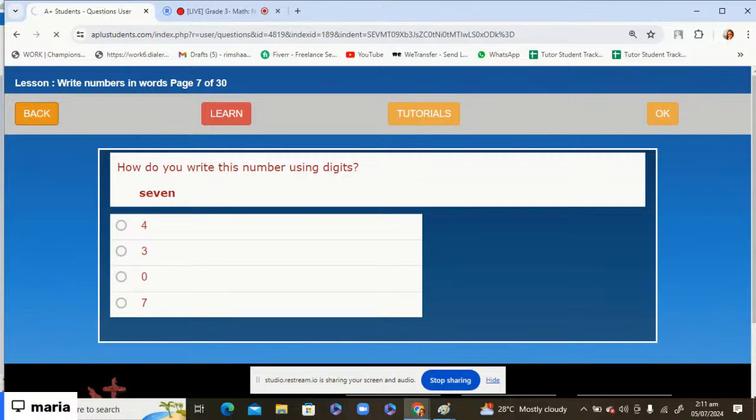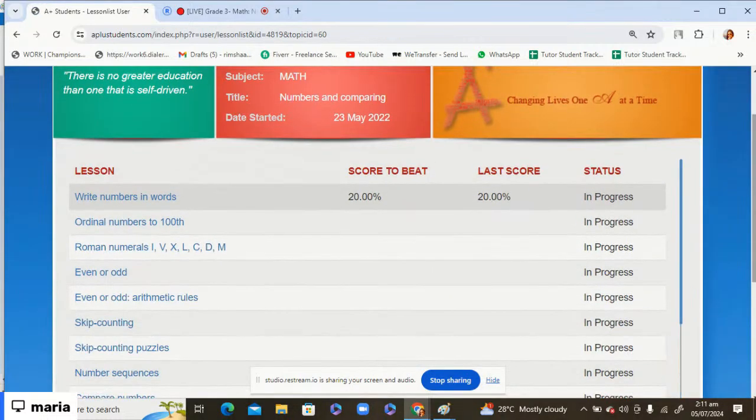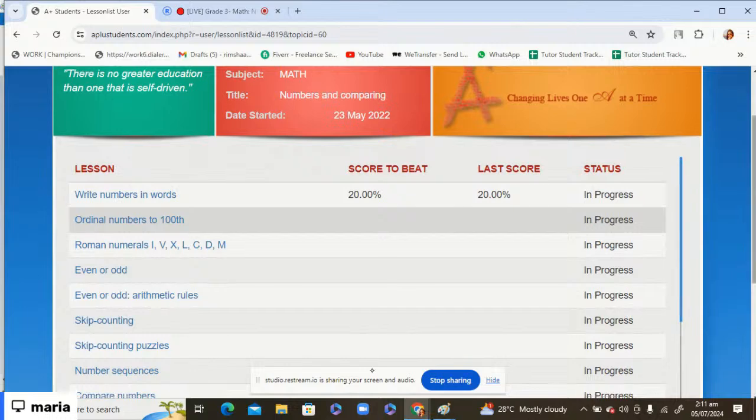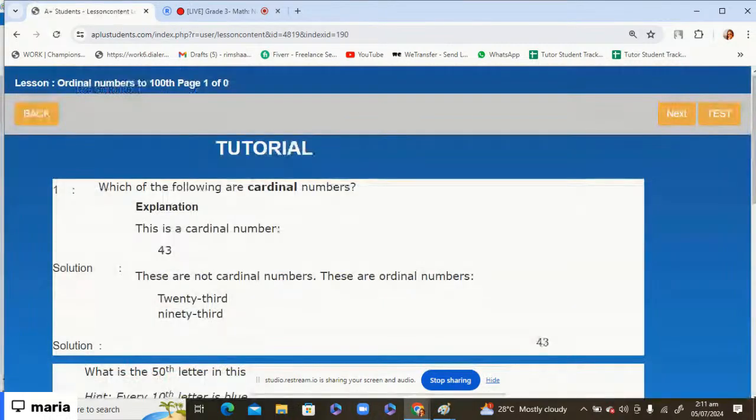Okay, so here is the second lesson. Now today we start ordinal numbers to 100. Which of the following are cardinal numbers? And we are just finding out what the cardinal numbers are. First of all, let me tell you what basically the ordinal numbers are. Okay, so first we write down the definitions of ordinal and cardinal numbers.